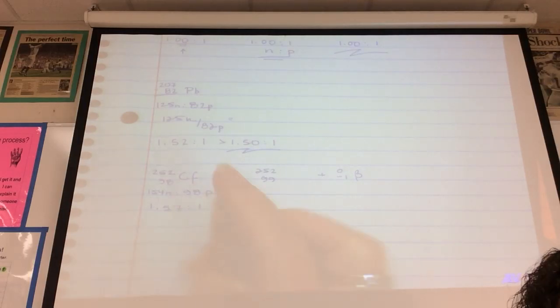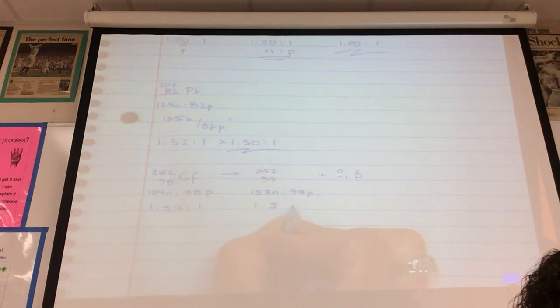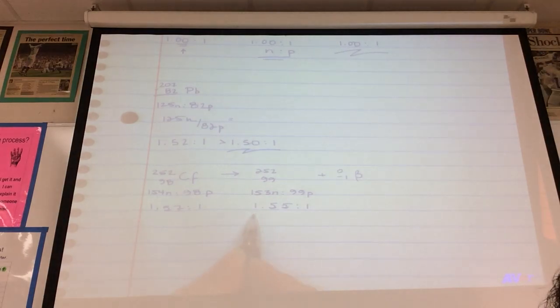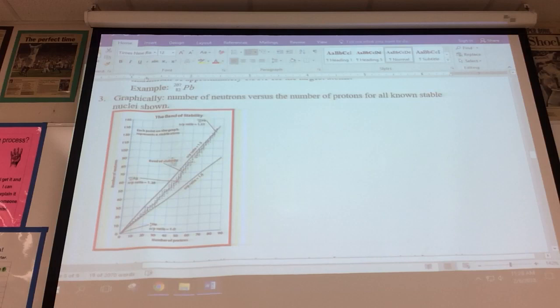252 minus 99 is 153 neutrons to 99 protons. And you have 153 divided by 99, and that's going to be 1.55 to 1. So emitting beta particles will lower the neutron to proton ratio. So if you emit a lot of them, then hopefully at one point you'll be within the band of stability. So beta emission will reduce or lower the neutron to proton ratio. So you would want beta emission if you were above the band of stability.